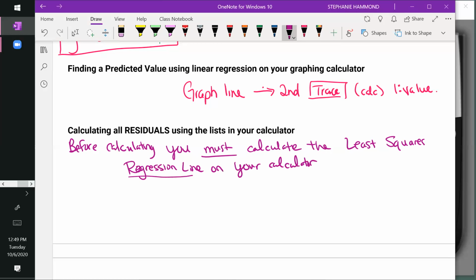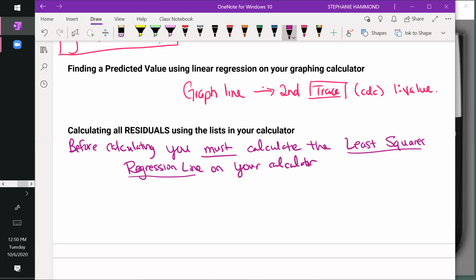Okay, that's super important. So even if you're not asked to find the least squares regression line, you have to make sure that you use your calculator to find the least squares regression line before attempting to make your calculator calculate residuals. The reason for that is because the residual numbers are based off of the values on the least squares regression line. If your calculator doesn't know what that least squares regression line is, or if your calculator has previously calculated a different least squares regression line, it's not going to know what values to compare your points to.